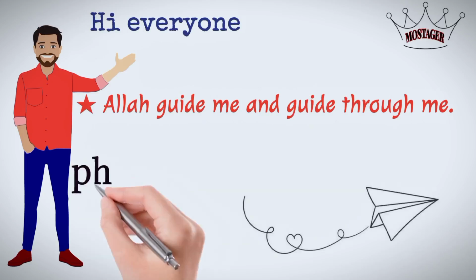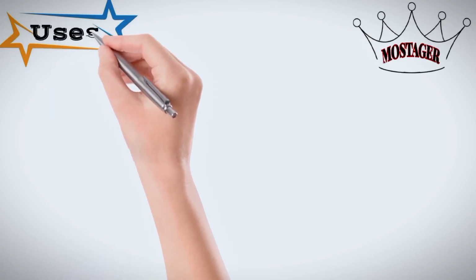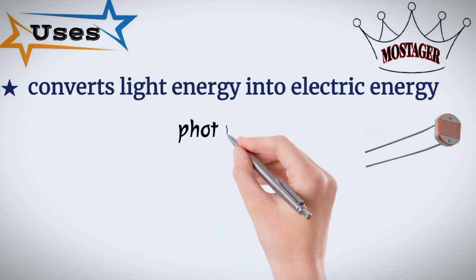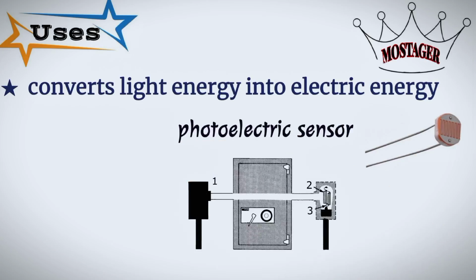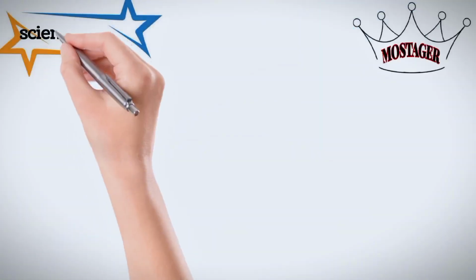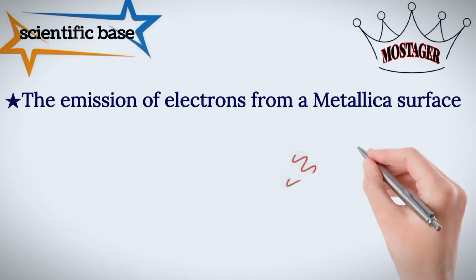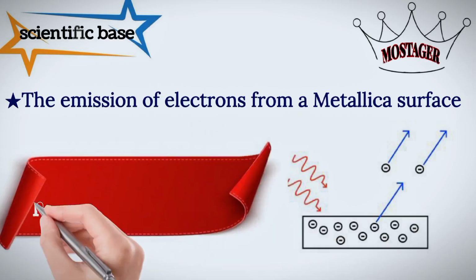Today in this episode we are going to talk about photoelectric cells. First of all, we are talking about uses for this phenomenon. It converts light energy into electric energy, as in photosensors, like in opening and closing doors, and generating electricity. The scientific base for this theory: the emission of electrons from a metallic surface due to light falling on it. We call this the photoelectric effect.